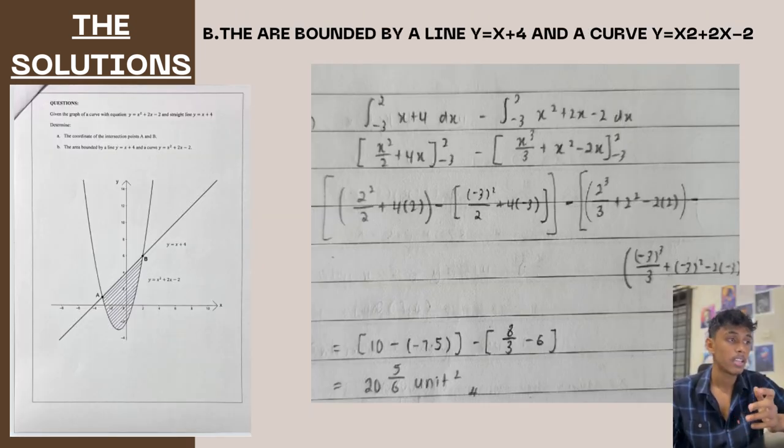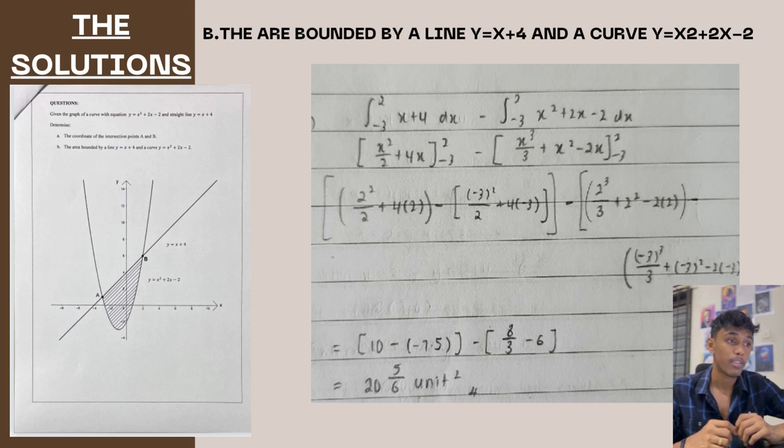Secondly, the question is, the region R bounded by the line y equals x plus 4 and the curve y equals x squared plus 2x minus 2. So, the first step we have to do is integrate from negative 3 to 2 of x plus 4 dx, minus the integral from negative 3 to 2 of x squared plus 2x minus 2 dx. So now we have to open bracket x squared over 2 plus 4x close bracket from negative 3 to 2, minus bracket x cubed over 3 plus x squared minus 2x close bracket from negative 3 to 2.